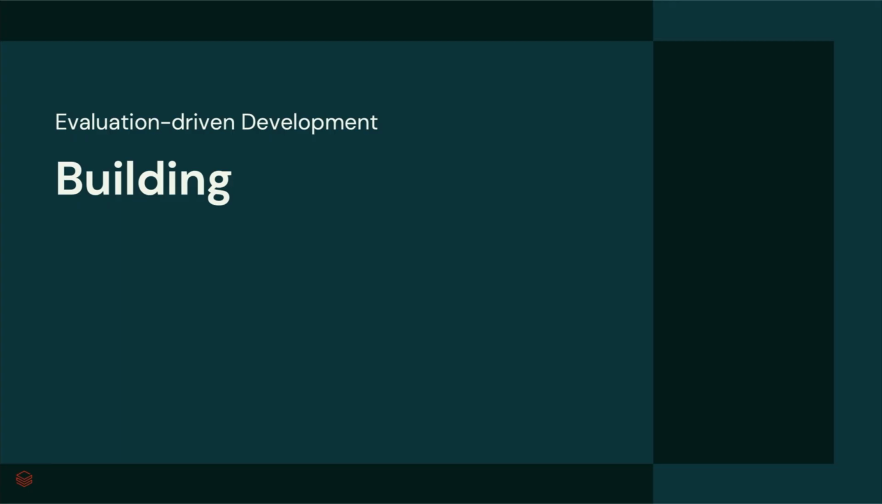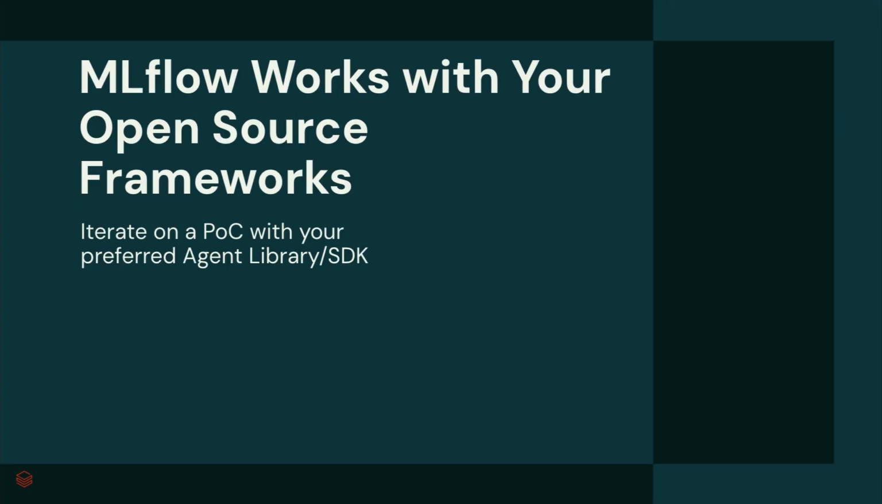And now let's talk about building. As we talked a lot about building and tuning agents earlier, you can use any of your favorite open source frameworks and iterate on the POC, whether that's LangChain, LlamaIndex, OpenAI, Anthropic, anything. You can choose whichever are integrated with MLflow to build your AI agent system.